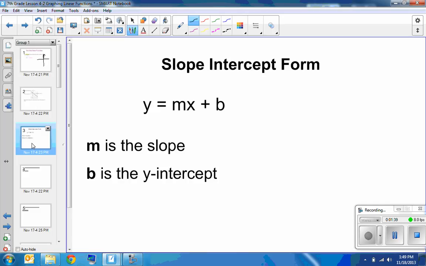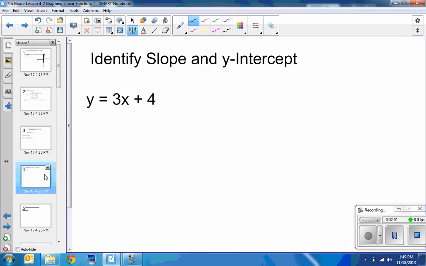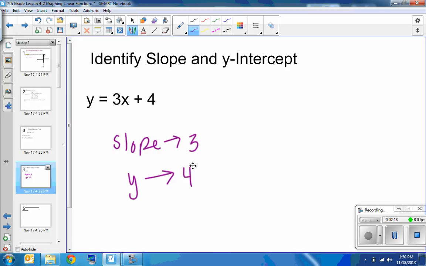Slope-intercept form is how all of our linear functions are written. y = mx + b. m is the slope and b is the y-intercept. So the number that is in front of the x is going to be our slope. The plus or minus that comes after is our y-intercept, where it crosses through on the y-axis. So let's look at this one. What's the slope and what's the y-intercept? The slope here is 3, and the y-intercept is 4. A positive 3 and a positive 4.